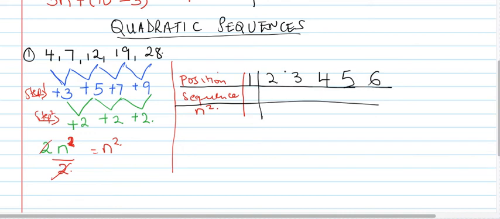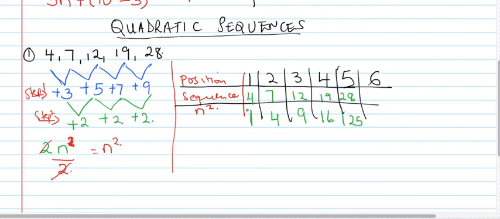Okay, now we are going to write the sequence as it was given: 4, 7, 12, 19, 28. Okay, you can leave out the other one. Now n squared is position squared. So 1 squared is 1, 2 squared is 4, 3 squared is 9, 16, 25.